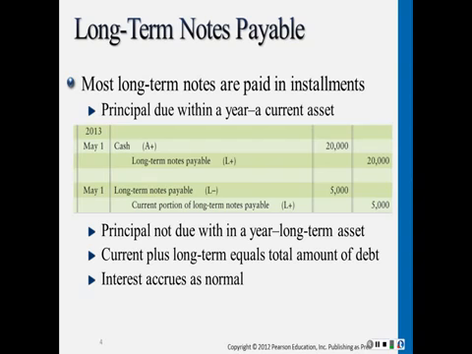Notice that the reclassification entry on May 1st does not change the total amount of debt. It only reclassifies $5,000 of the total debt from long-term to current. The remaining 4 months, January through April, will be recorded on May 1st. In December, 8 months total interest, $20,000 times 6% times 8 over 12 equals $800 for the interest accrued on the note as of December 31st, 2013.